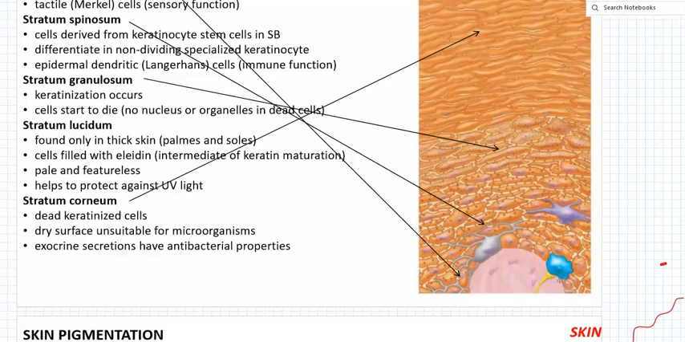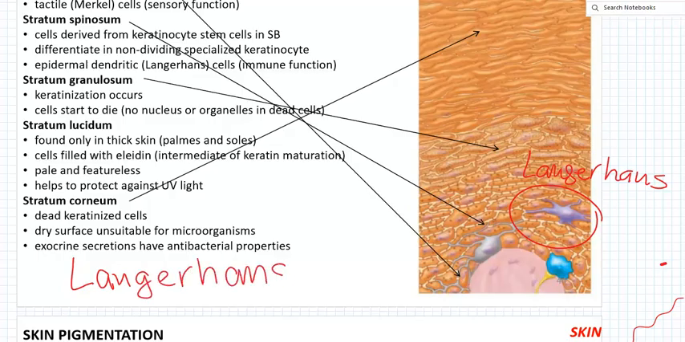All good? In addition to those non-dividing but still alive keratinocytes, you've got Langerhans cells. So these cells are immune cells. In case something gets into the skin, Langerhans cells will serve as sentinels, watching for the invasion. Question? Langerhans. Yeah, is it L-A-N-G? Okay. L-A-N-G. Okay.